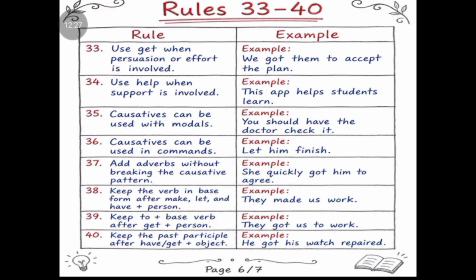So to work. To is used with an infinitive verb, work, or base form of the verb. Verbs usually exist in 3 forms: present tense, or we say the infinitive form, past tense, and then the past participle. Number 40, keep the past participle after have or get plus object. That means if you use a form of the verb have, you must use the verb in past participle. For example, he got his watch repaired. So you have to use the verb in the past participle.